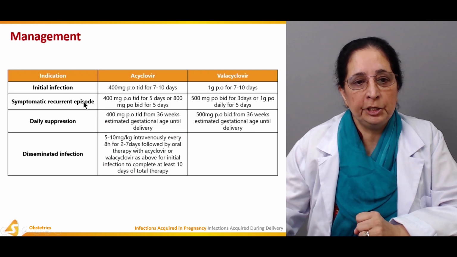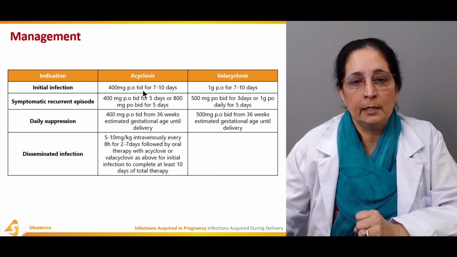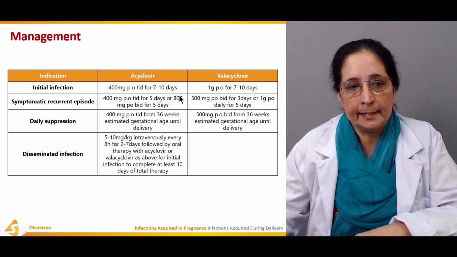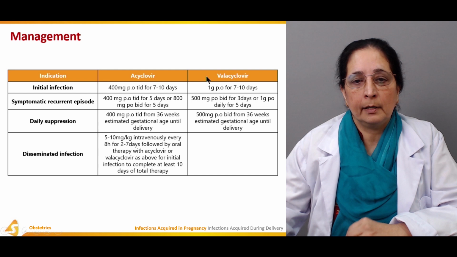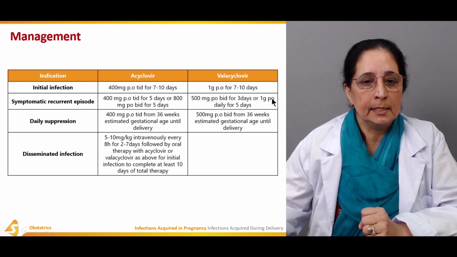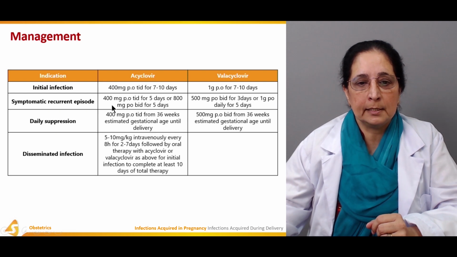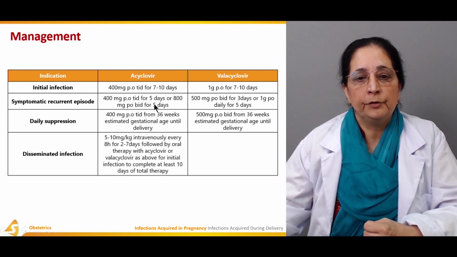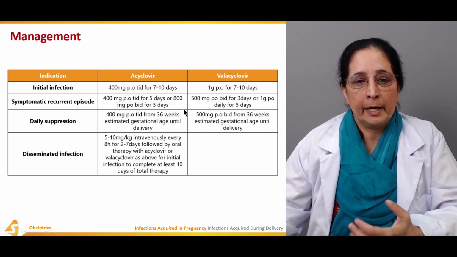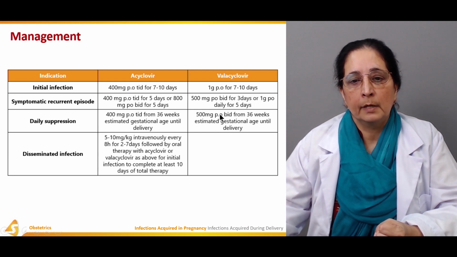Management of initial infection: usually we treat with acyclovir 400 milligrams orally 3 times a day for 7 to 10 days, and valacyclovir we give 1 gram orally for 7 to 10 days. If symptomatic recurrent episodes of infection are present, then acyclovir 400 milligrams again 3 times a day for 5 days, or 800 for 5 days. Then valacyclovir is 500 milligrams 2 times a day for 3 days, or 1 gram orally daily for 5 days.